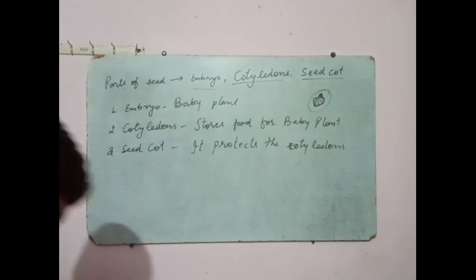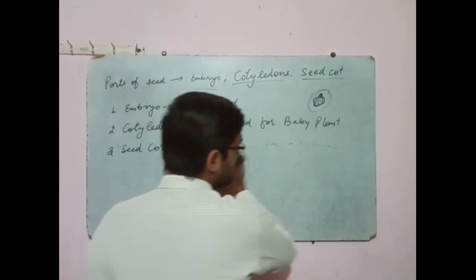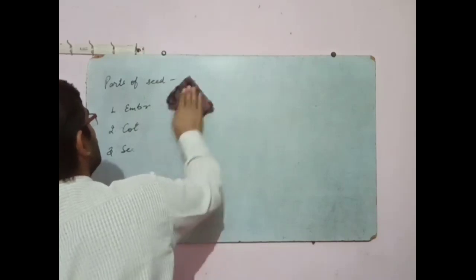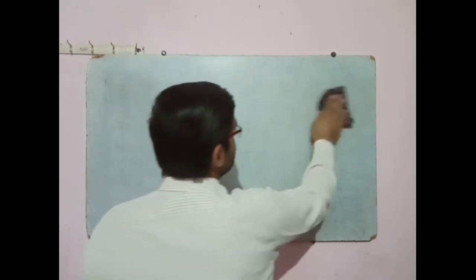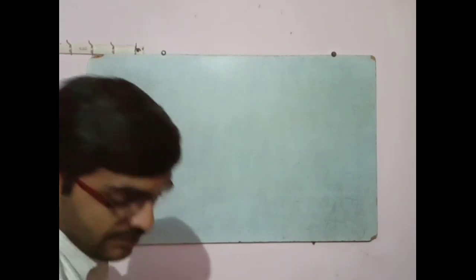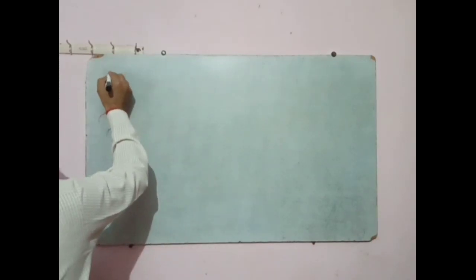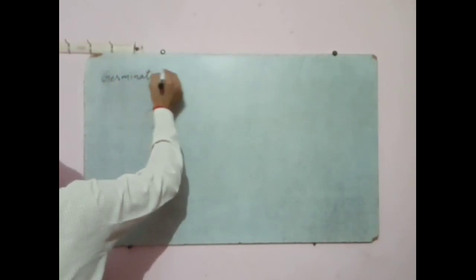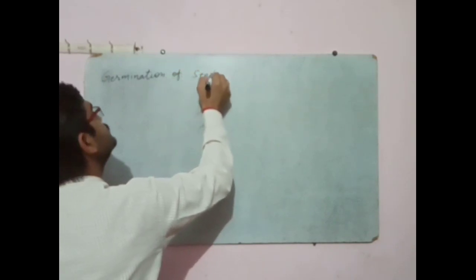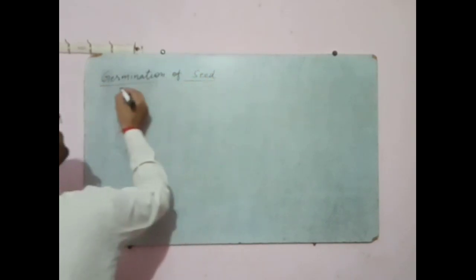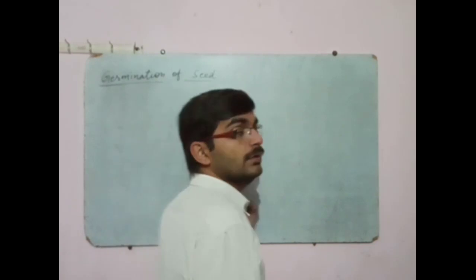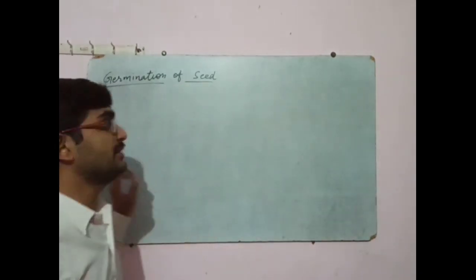Now our next part is germination of seed. How does a seed germinate? First, we will discuss germination. What is germination? Germination is the process by which any seed grows into a new plant.